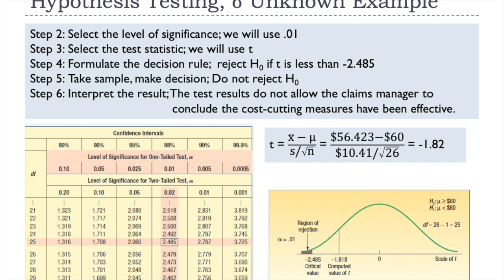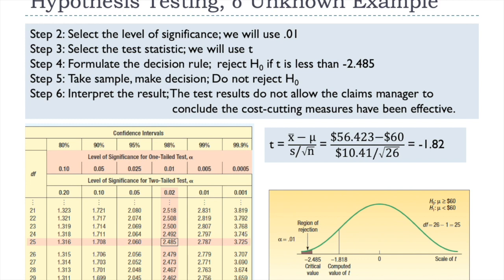And so the decision is we do not reject the null hypothesis, because remember, the rejection region is this tiny little area over here on the lower left side. Okay. And so because that 1.82 is in the region to the right of the critical value, the null hypothesis is not rejected at the 0.01 significance level. We have not disproved the null hypothesis.